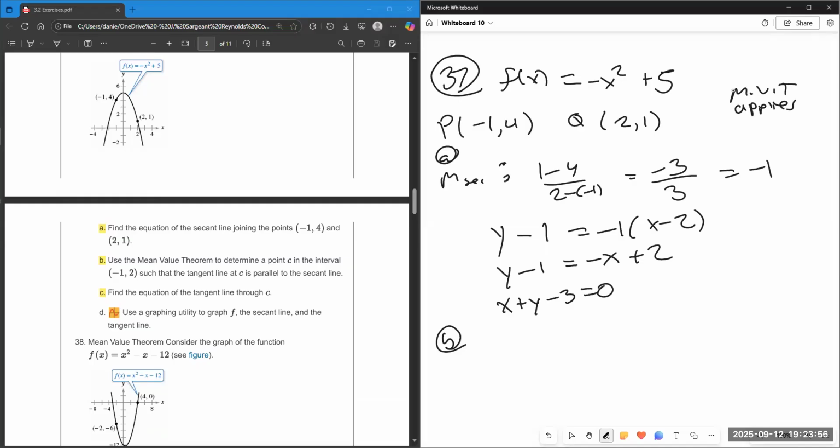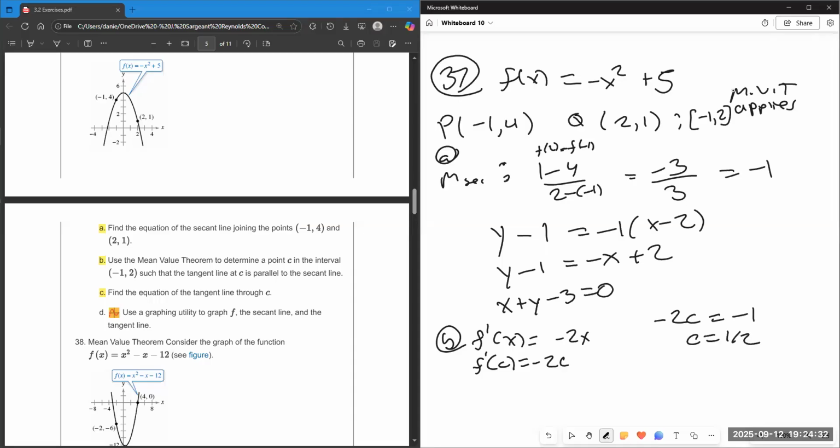It's continuous and differentiable everywhere, so it's definitely continuous and differentiable on this closed interval from -1 to 2. And we found our f of 2 and our f of -1 here. So we have f prime of x is -2x. So f prime of c is -2c. I want that -2c to be set equal to my average rate of change of -1, so c is equal to 1/2.